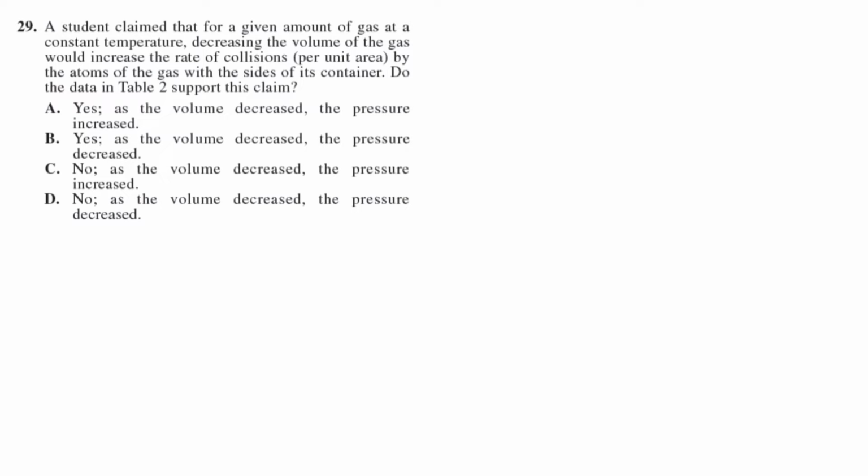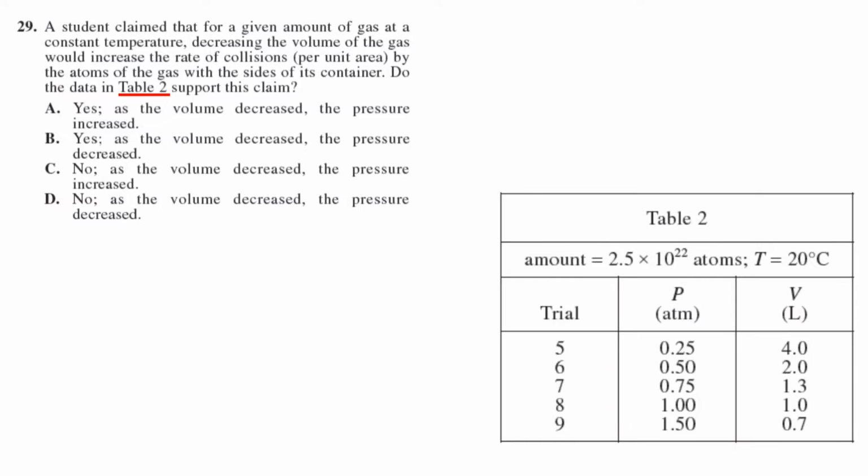Number 29. For number 29, we're looking at table 2. And it says a student claimed that for a given amount of gas at a constant temperature, so we see the temperature is constant in table 2, it was held at 20 degrees Celsius, decreasing the volume of gas. So go to the volume column and we see it decreases from trial 5 to trial 9, would increase the rate of collision per unit by atoms of the gas with the sides of the container. So there's a little bit of knowledge here, but let's look at our answer choices to see what to do.